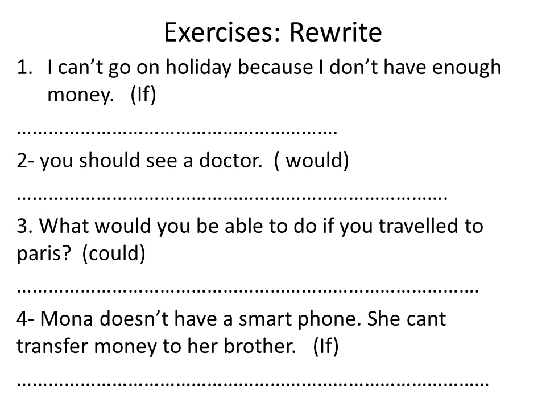Number 4. Mona doesn't have a smartphone. She can't transfer money to her brother. Use if. If Mona had a smartphone, she could transfer money to her brother.